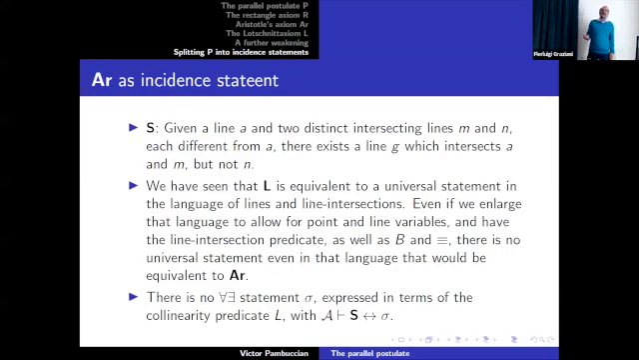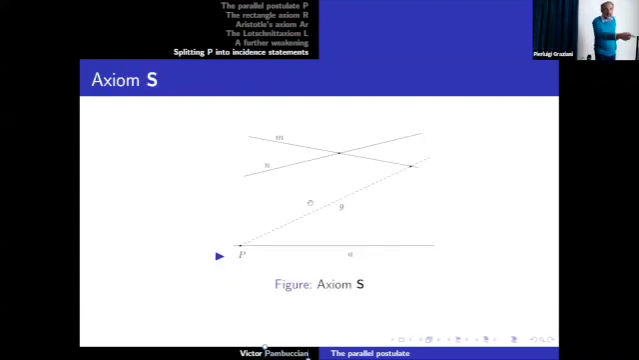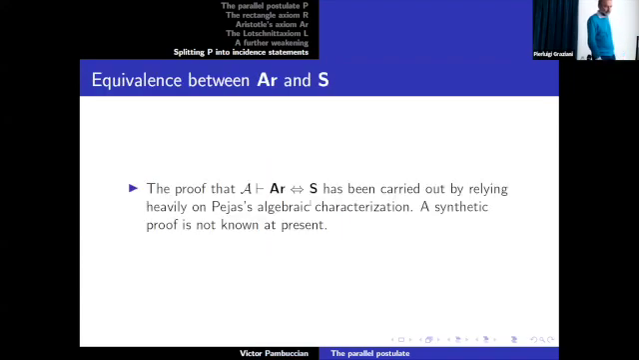And the question is, can you express it without this complexity? And the answer is no. There is no universal existential statement, little sigma, that would be equivalent to this S, S being this. So in other words, the form you're seeing it is the best you can do in this language, in the language of just collinearity. Now, how do you show that this is equivalent to S? By heavy reliance on this. We know no synthetic proof of this.